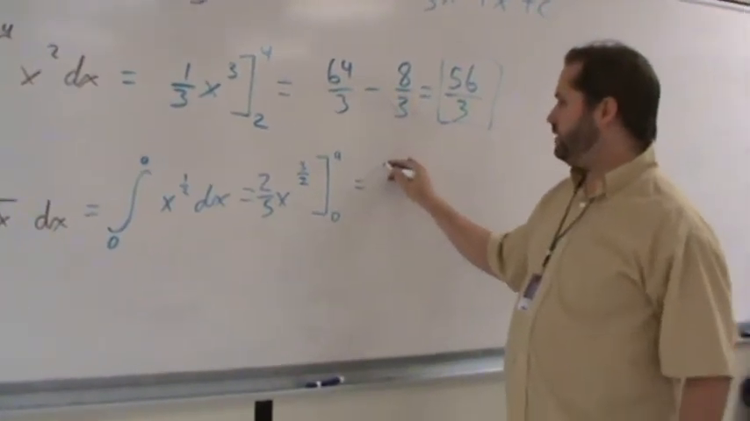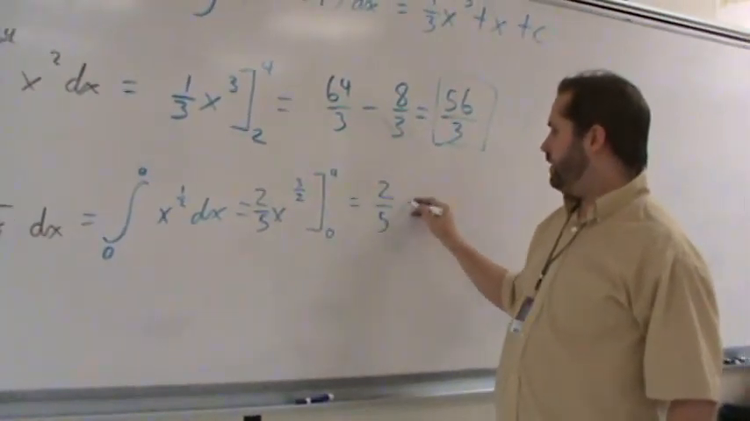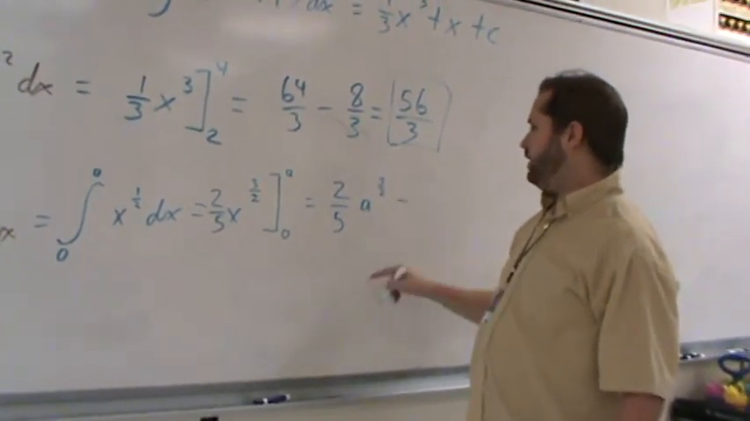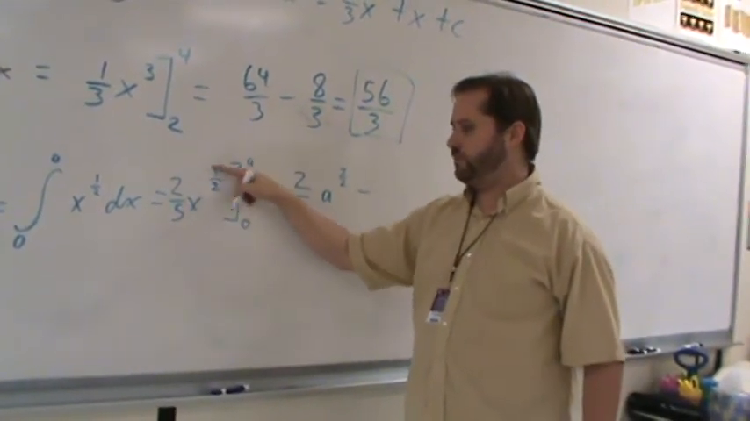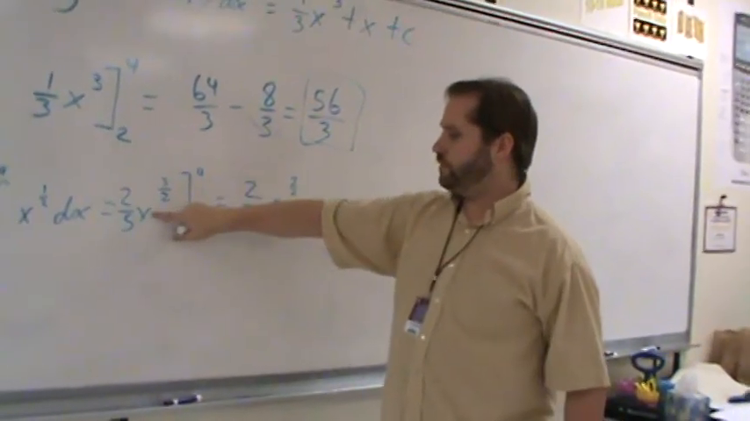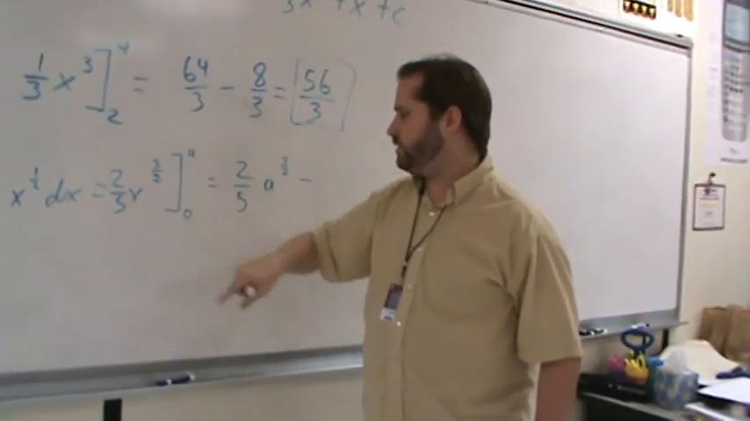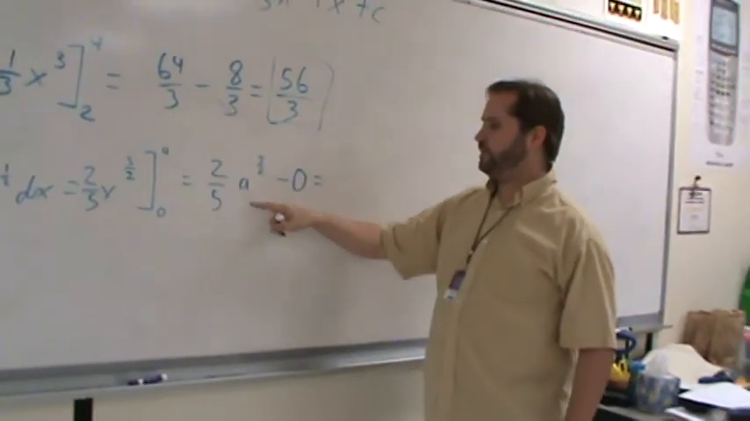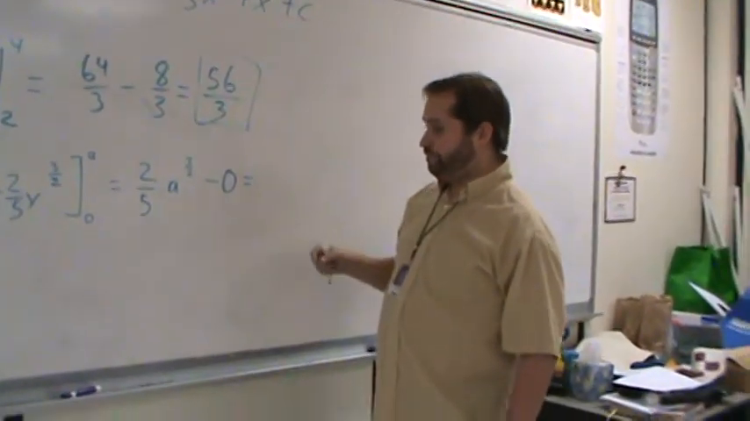Plugging this in is 2/5 of a to the 3/2 minus, plug in the 0, make sure it equals 0, it won't always. In this case it does. 0 to the 3/2 is still 0, 0 times 2/5 still 0. Our final answer then is just going to be simply 2/5 a to the 3/2.